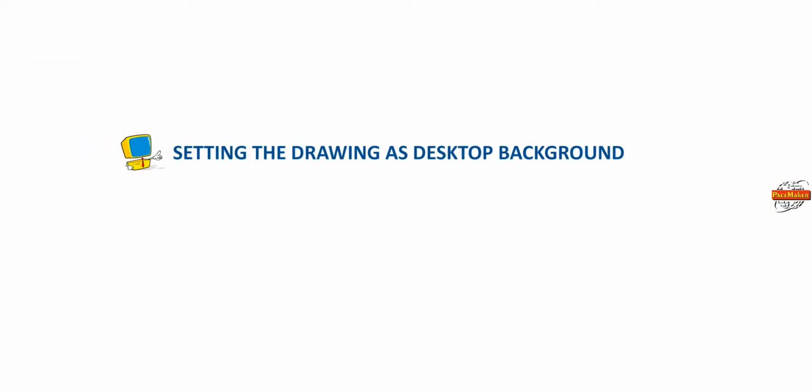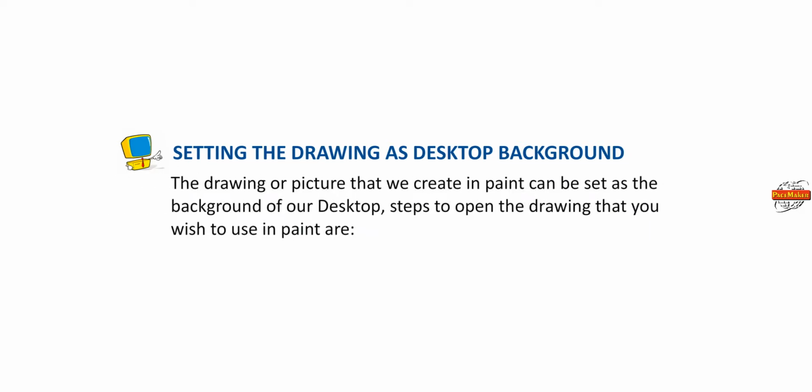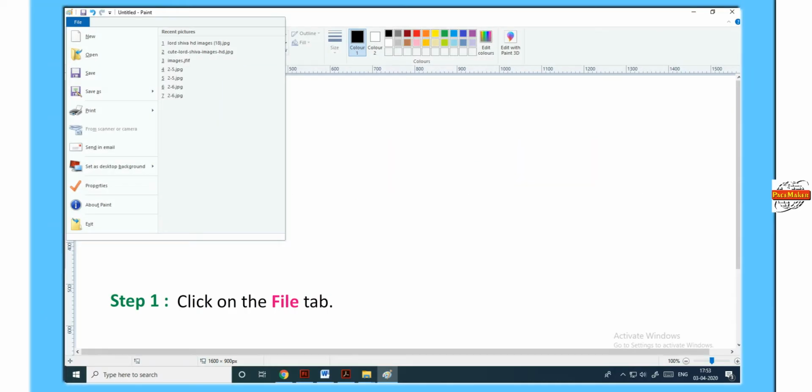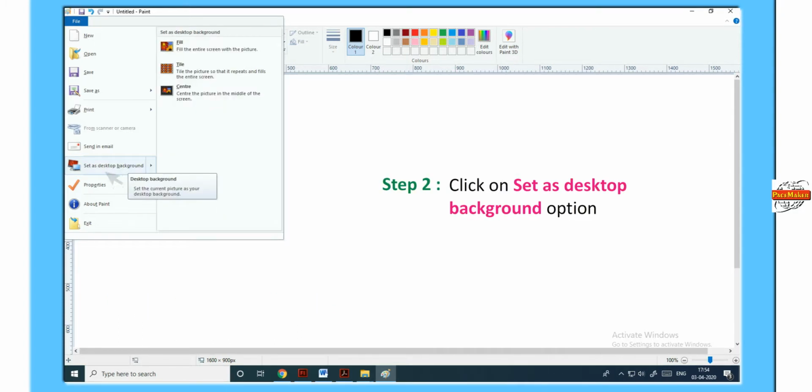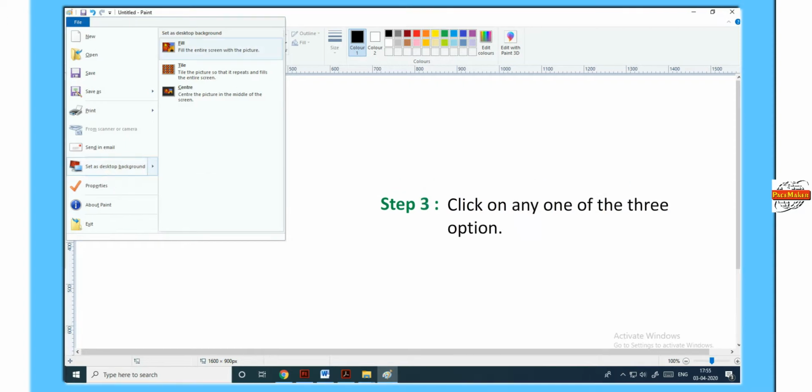Setting the drawing as desktop background. The drawing or picture that we create in Paint can be set as the background of our desktop. Steps to open the drawing that you wish to use in Paint are: Step 1. Click on the File tab. In Step 2, click on the Set as Desktop Background option. Step 3. Click on any one of the three options.